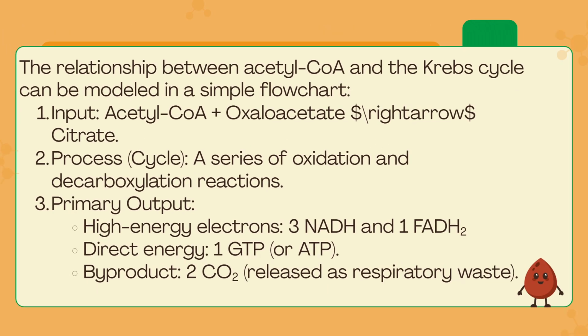The relationship between acetyl coenzyme A and the Krebs cycle can be modeled as a simple flowchart. Acetyl coenzyme A plus oxaloacetate produces citrate. The process in the cycle is a series of oxidation and decarboxylation reactions. And the primary output is, first, high energy electrons, 3 NADH and 1 FADH2. Second, direct energy, 1 GTP or ATP. And the last byproduct, 2 carbon dioxide released as respiratory waste.